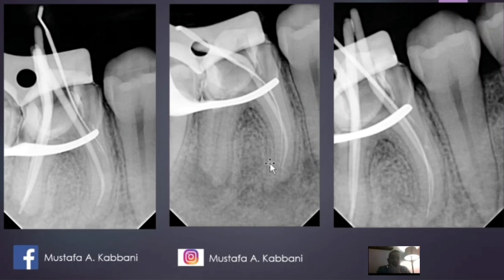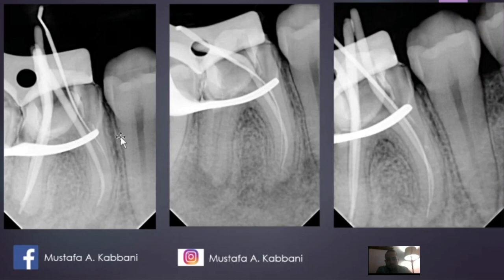But here, let me ask you, what was the reason of ledge formation? We can see here how the file is deflected completely out of the original path of the canal, and it was about to perforate the root actually. So what was the reason of this?